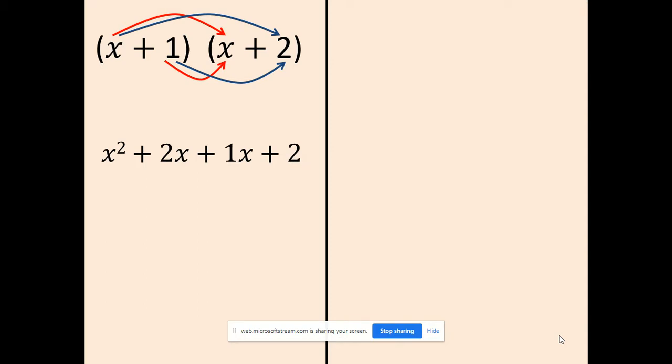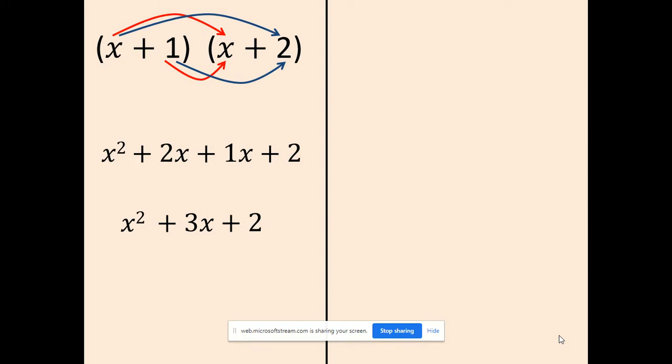Okay? And then afterwards, you have to make a decision. Can I simplify it? Which terms can I collect? Which ones are like terms that I can collect? So x squared, there isn't any other x squared, so I leave it as it is. But there's a 2x and a 1x. They're like terms, so I can actually add them together, okay? So 2x plus 1x gives me plus 3x, and then I put the plus 2 at the end. And that's it. I've simplified it. I've expanded that double bracket.